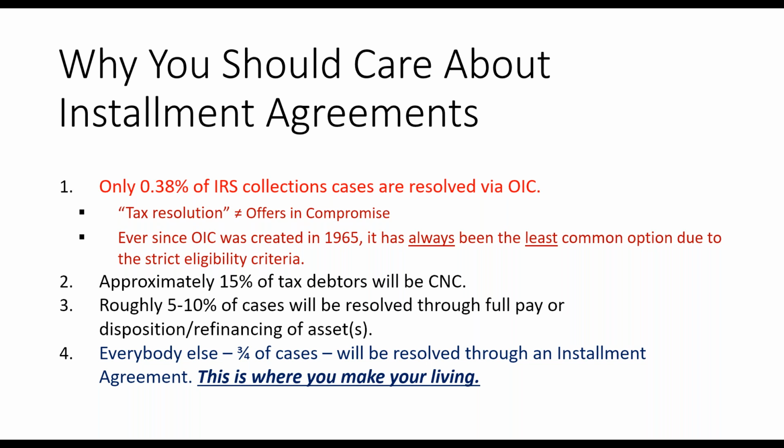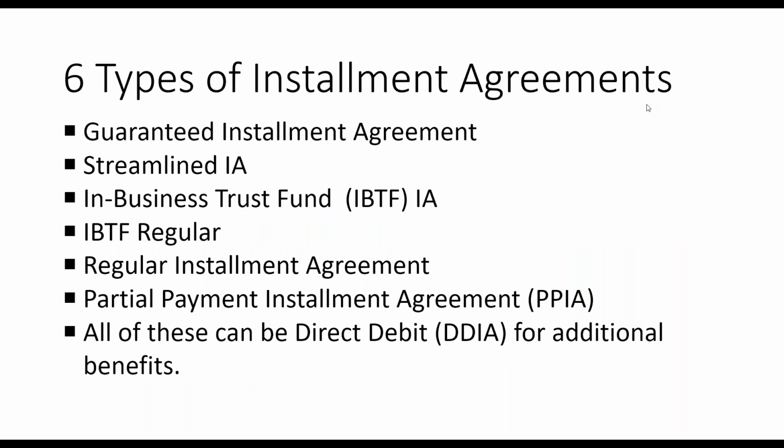Roughly 15% of tax debtors will be placed in CNC. 5 to 10% of them will involve either full pay or something involving their assets. Everybody else, over 75% of the cases you work, will be resolved through a payment plan, whether the taxpayer likes it or not. That's what they're going to be eligible for. And so this is your workhorse. Installment agreements are where you make your living. So that is why you should care.